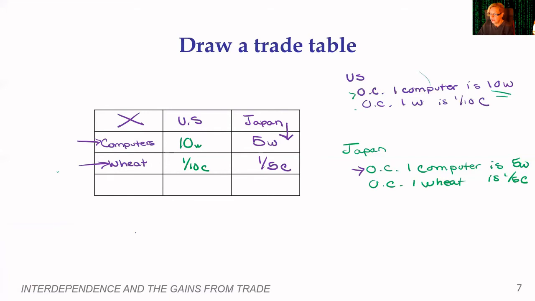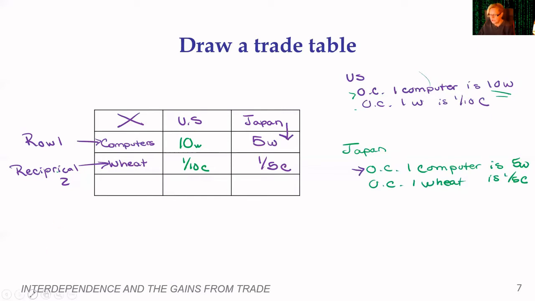Now, your double check here should be this. Is row 1 a reciprocal of row 2? Notice it is 10, 1/10, 5, 1/5. Okay, so notice 10 is a reciprocal of 1/10, 5 is a reciprocal of 1/5. And we have captured all of our information here in the table.